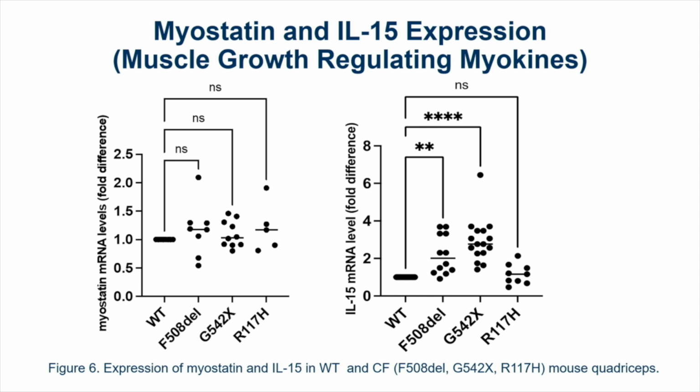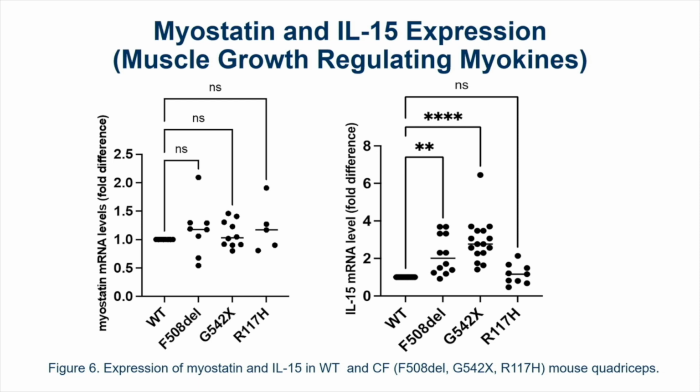Now, the first two myokines that we looked at are ones that are involved in the regulation of muscle growth. Myostatin is a myokine that is involved in the inhibition of muscle growth. Now, we hypothesized that since CF mice are smaller than wild-type mice, myostatin would be upregulated in these mice. However, if you look at the figure on the left, which shows the fold difference in myostatin expression between wild-type, Delta F, G542X, and R117H mice, we found that there is no significant difference in expression of myostatin amongst any of the CF mice and the wild-type mice.